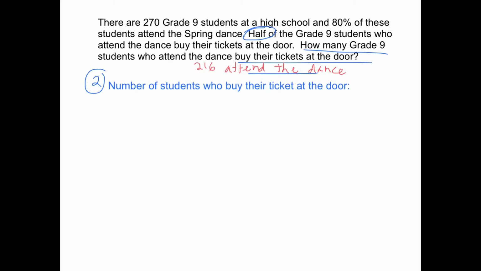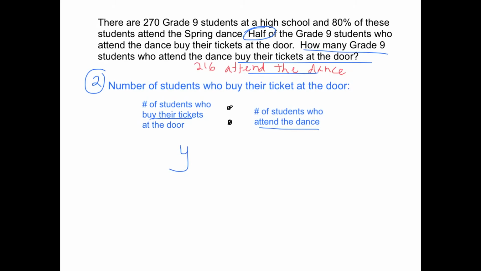So now what is the ratio? What is the comparison being made now? Think about it. We're looking at a ratio of the number of students who buy their tickets at the door and the number of students who attend the dance. Well, we don't know the number of students who buy their ticket at the door, since that's what we're trying to find. So let's call that Y. We do know how many students attend the dance. This is what we just found out, 216. We're also told that half of the grade 9 students who attend the dance buy their tickets at the door.